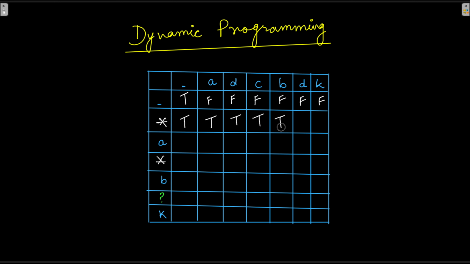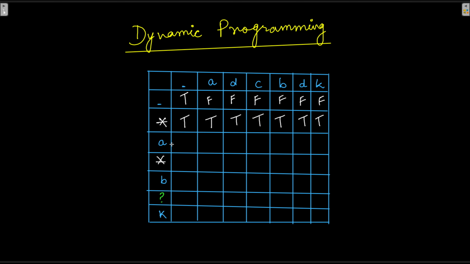Similarly, it is going to be true for all the values. I hope you understand what it means when we say T here. It means that A, D, C, B, D, K is a match for just star. And that is true. A, D, C, B, D, K would be a match for only and only asterisk. Now in this condition, we add A as well.